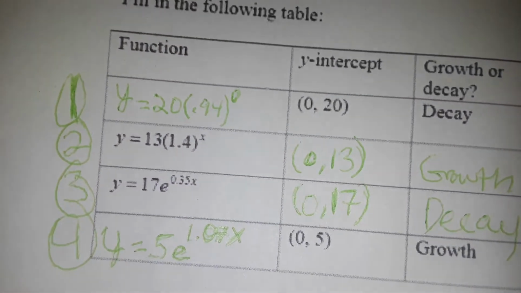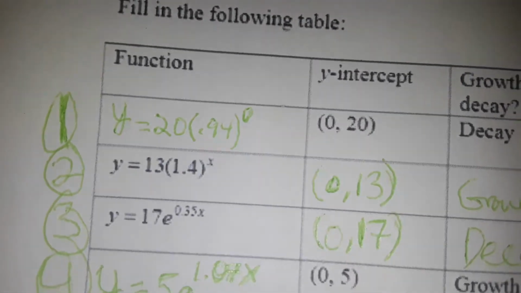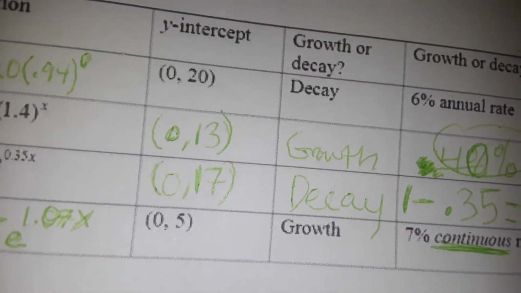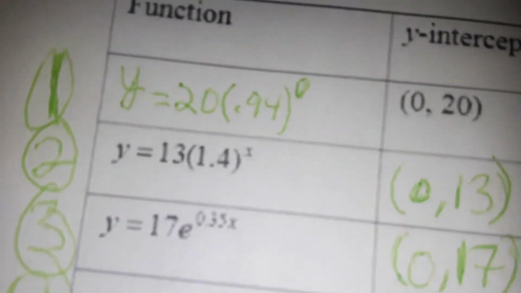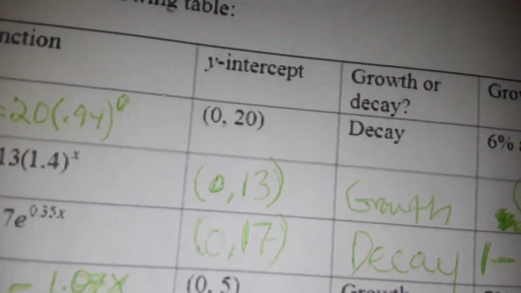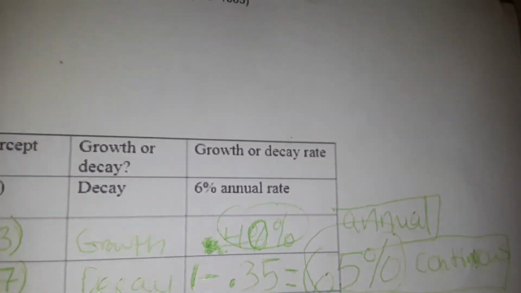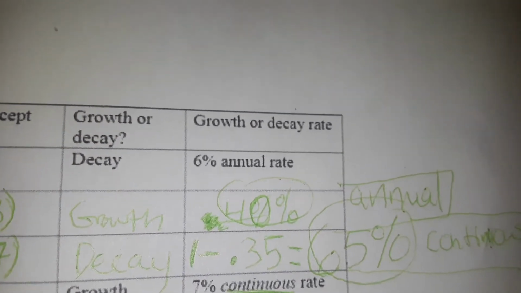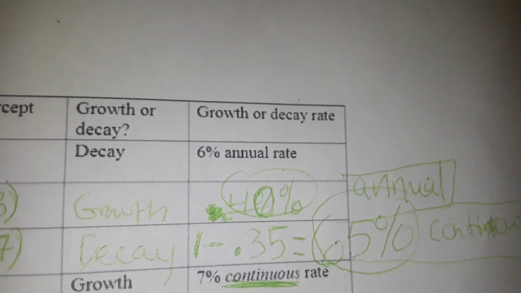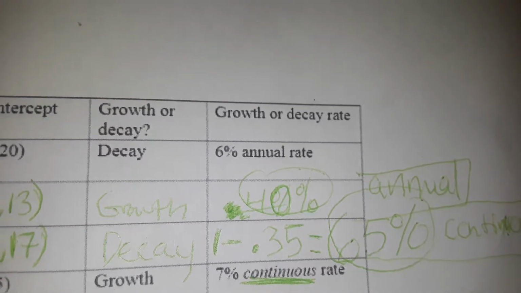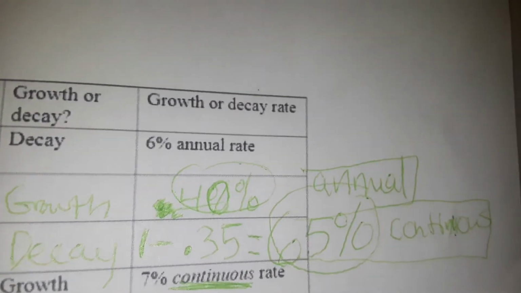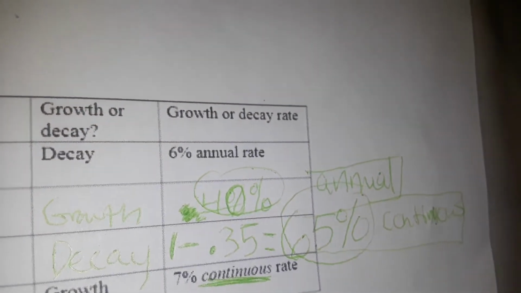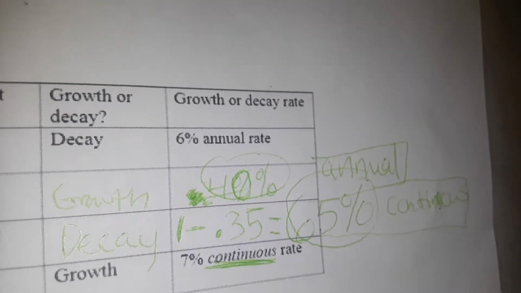Okay? And then number 3 gives us the equation again, but we notice it has e, so it is continuous growth, whatever it is. 17 is a, so we have 0, 17. It is decay because the growth rate up there next to the x is negative 0.35, so decay. And because of how decay works, just like it did in the top one, 1 minus 0.35 tells us what the actual decay rate would be, as opposed to what it changes over time. So we have 65% is taken away each year continuously.